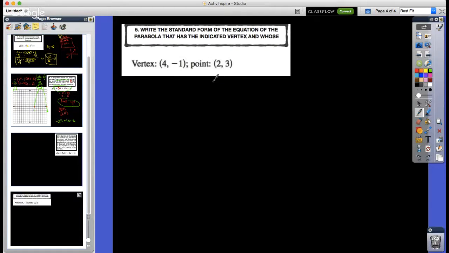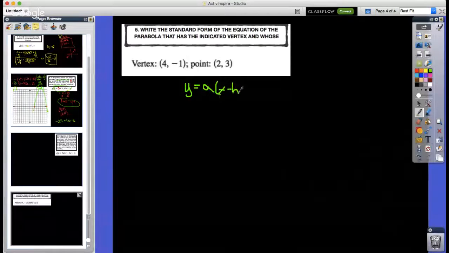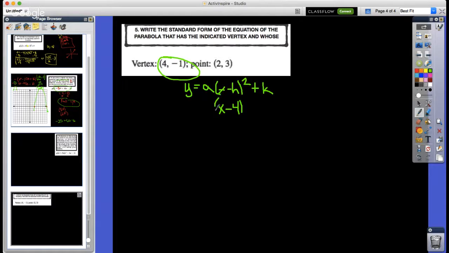This one right here is where we're going to use the vertex form. So y equals a parentheses x minus h squared, right? And plus k. Remember that the h and k of this equation is the vertex, and so we're trying to find it in vertex form first, and then plug the point in to find the entire equation there. So we're going to plug 4 in for h. And we're going to plug -1 in for k.